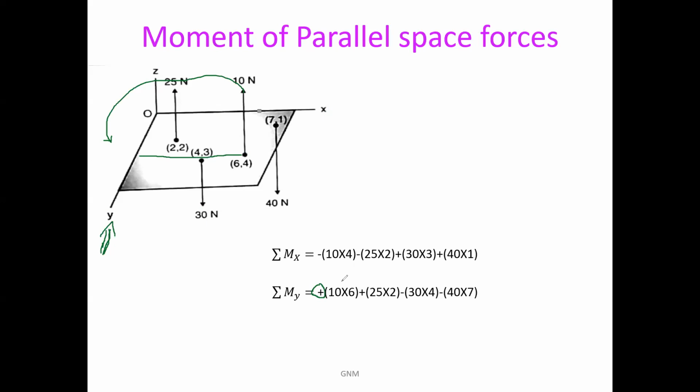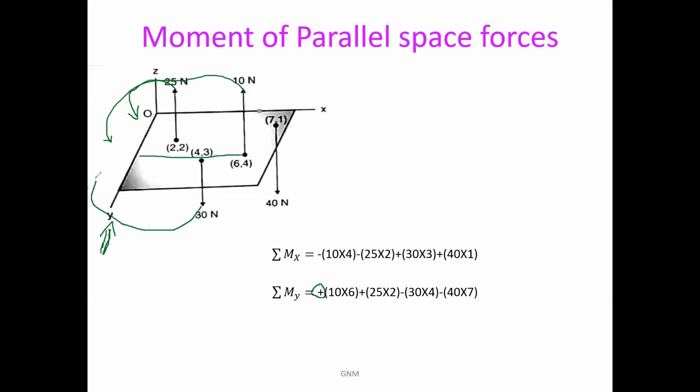Next, the 25 Newton force, which is here, will also rotate anti-clockwise about the y-axis. It is at 2 meter distance from the y-axis. So 25 into 2 is the anti-clockwise moment. This 30 Newton force will rotate like this about the y-axis.